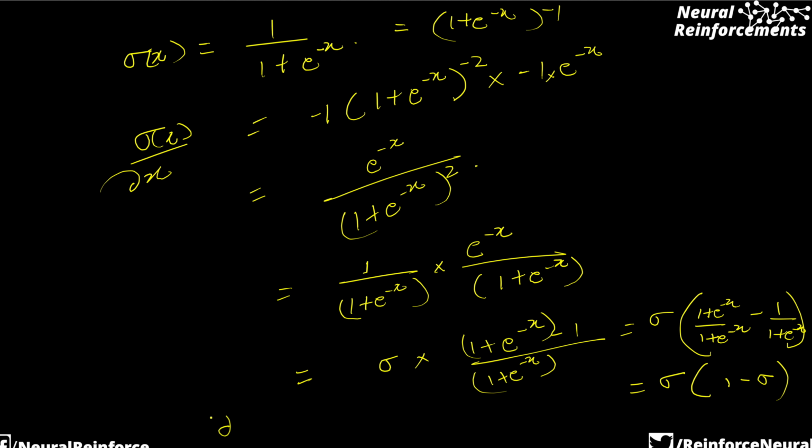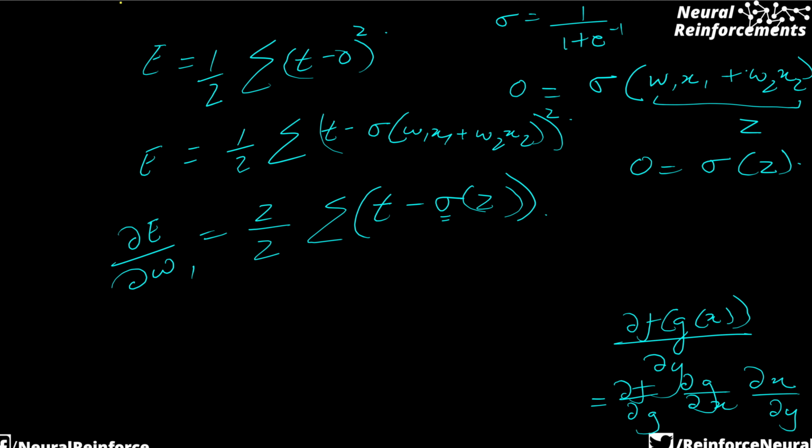So d sigma upon dx is nothing but sigma(x) into (1 minus sigma(x)). Just remember this, we'll be using this and completing what we left. Coming back to this slide and following the chain rule, what we discovered over here, we can write the differential of e to the power w1 is, okay, we left over something.